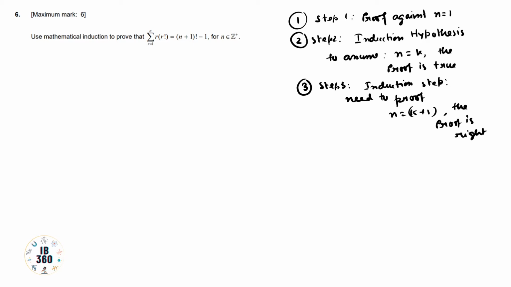The first step is to prove for n equals 1. The second step is the induction hypothesis, and in this step we need to assume that for n equals k the particular proof is correct. The third step is called the induction step, and in this step we need to prove that for n equals k plus 1 the proof will be right. So after all these things, if for n equals k plus 1 the proof is also right, then we can say that LHS equals RHS, proved.